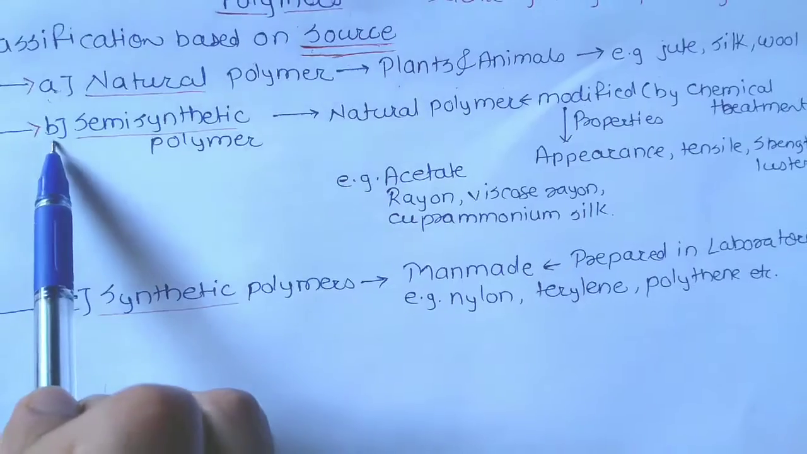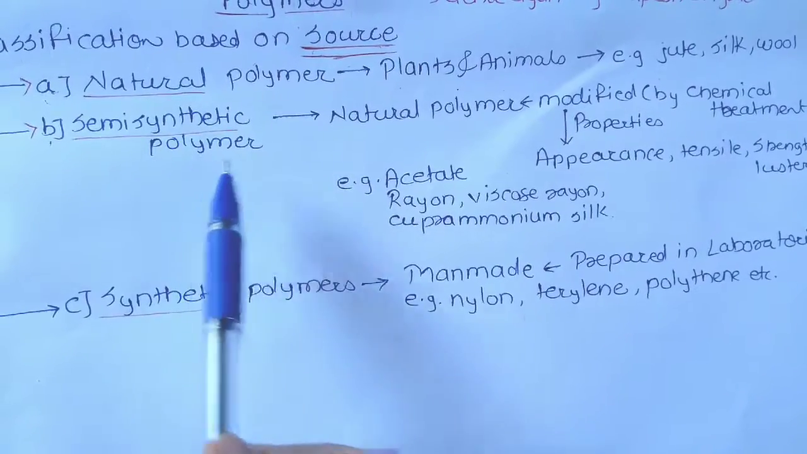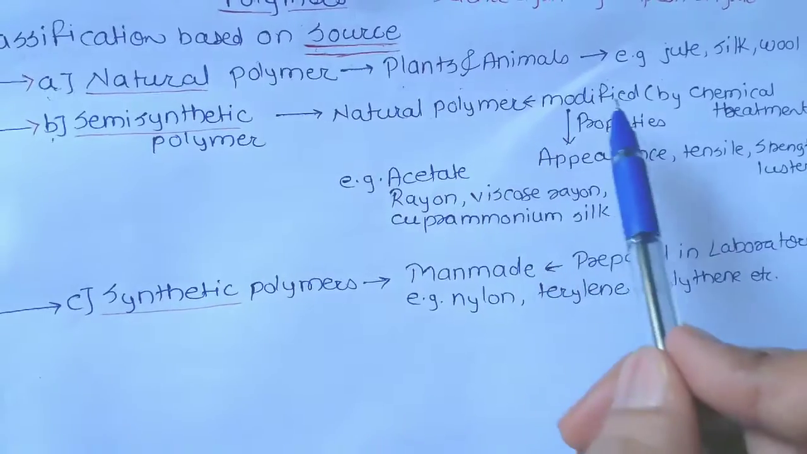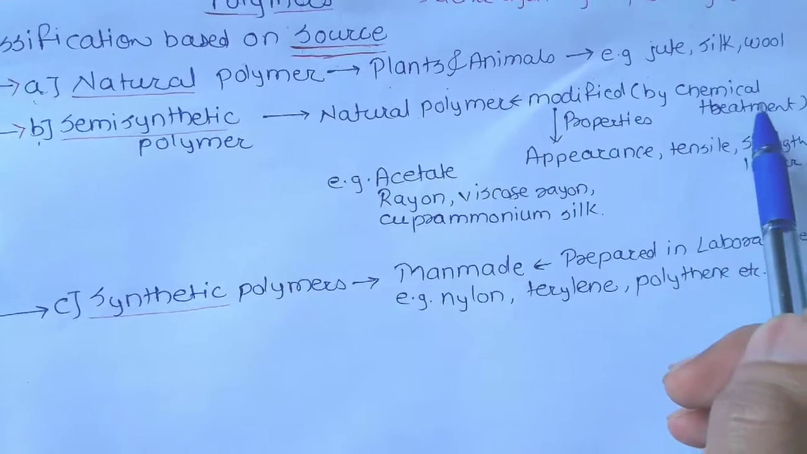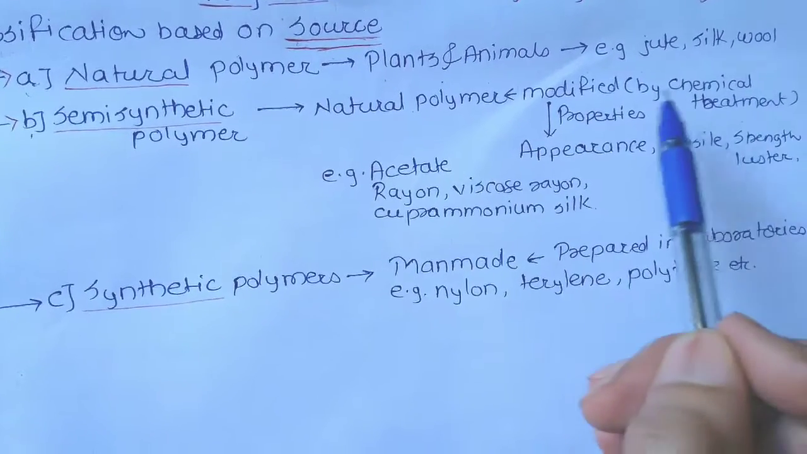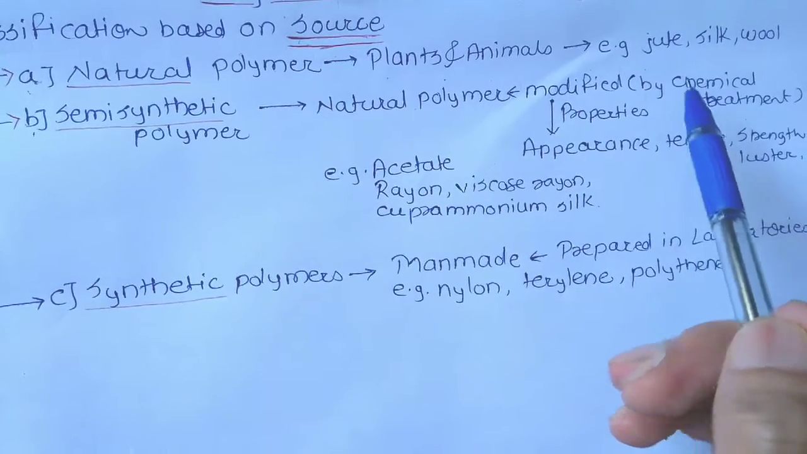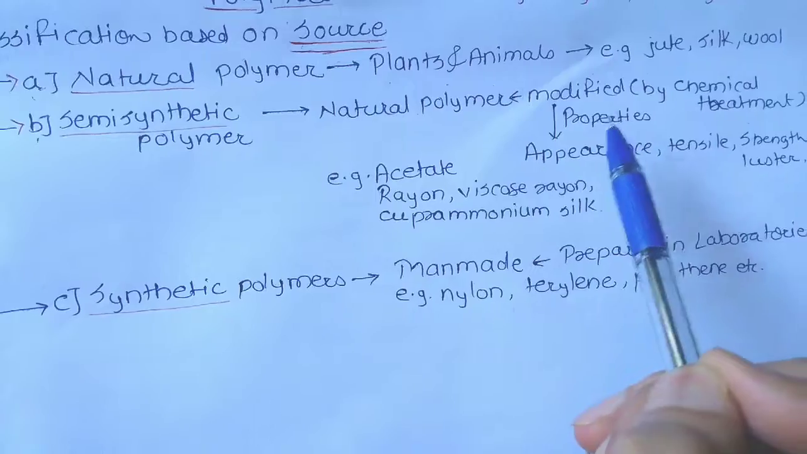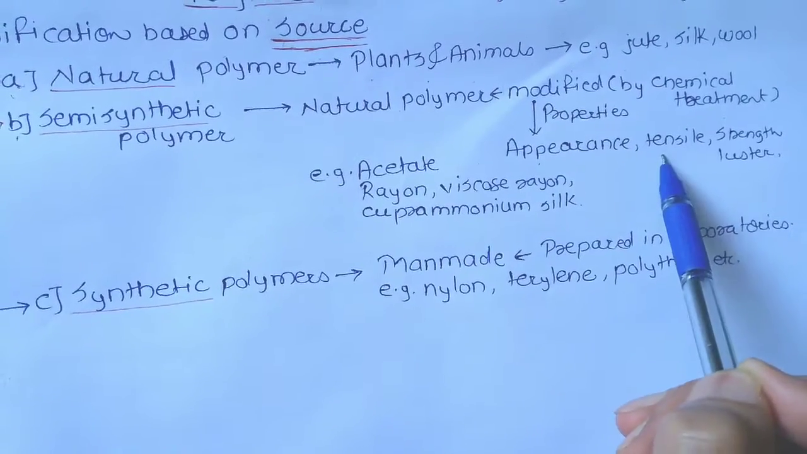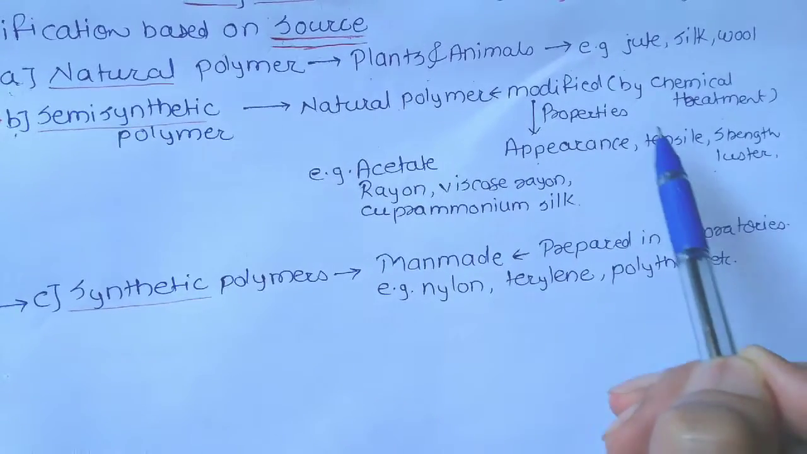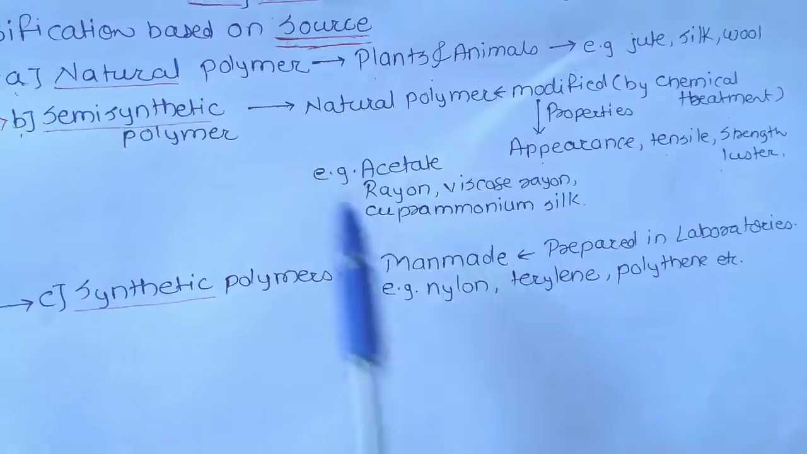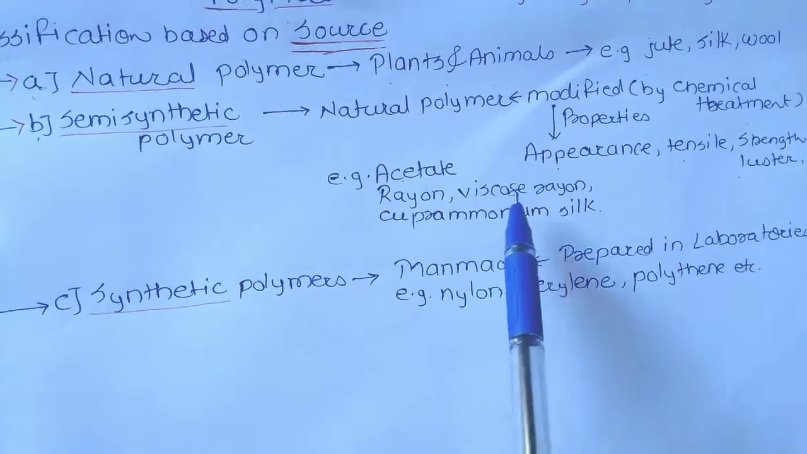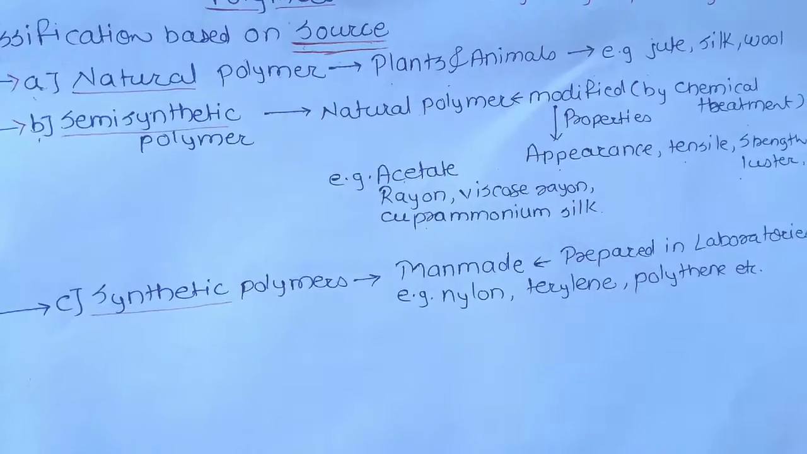Next, B. Semi-synthetic polymers. They are obtained from natural polymer, but they are modified by some chemical treatments to gain some properties like appearance, tensile strength, and luster. So examples of semi-synthetic polymer are acetate rayon, viscose rayon, cuprammonium rayon, silk.